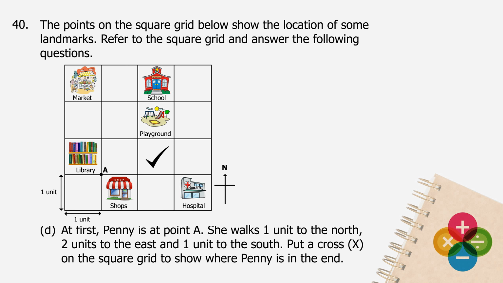D. At first, Penny is at point A. She walks 1 unit to the north, 2 units to the east, and 1 unit to the south. Put a cross on the square grid to show where Penny is in the end. The location where Penny is in the end is marked X as shown above.